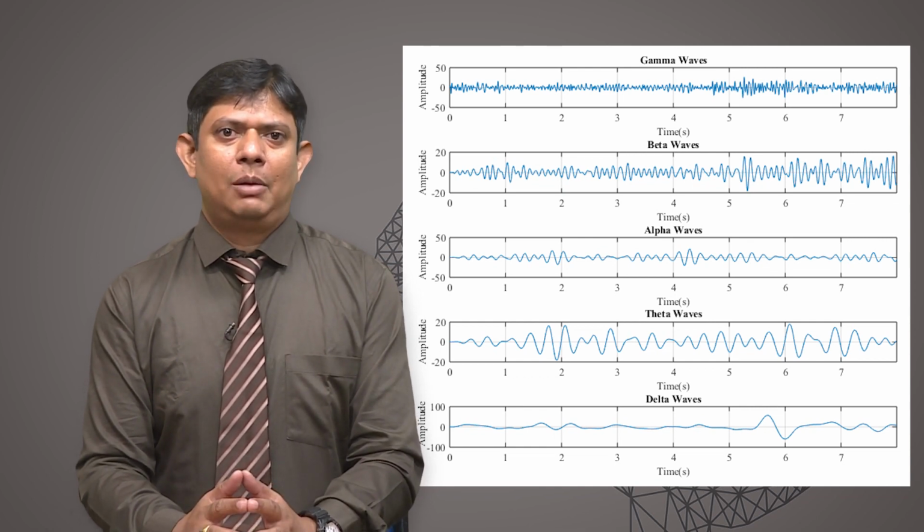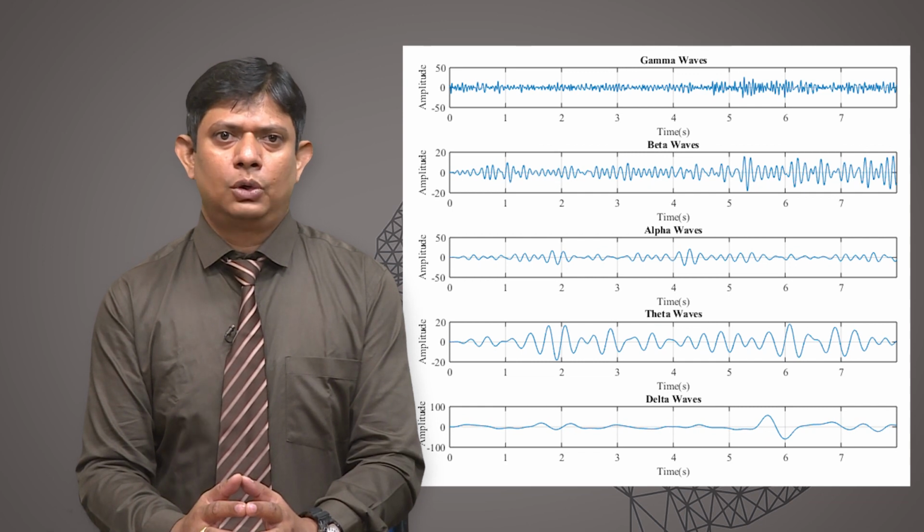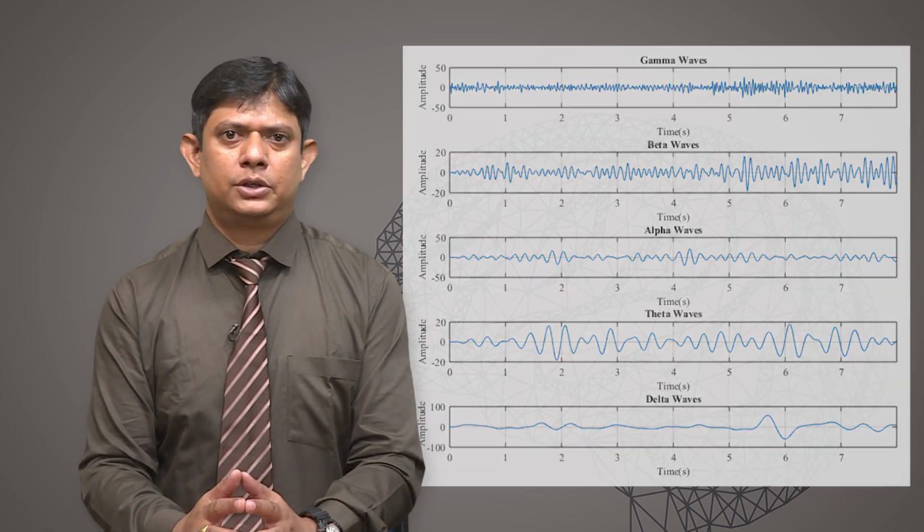Amplitude reflects the magnitude of neural synchronization or desynchronization. Larger amplitude indicates more synchronized firing of neurons, while smaller amplitude signifies more desynchronized activity. Higher amplitude in certain frequency bands can signify distinct cognitive processes. For instance, during focused attention, beta wave amplitude tends to be higher.